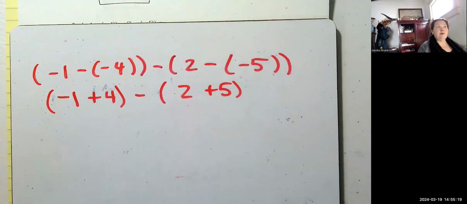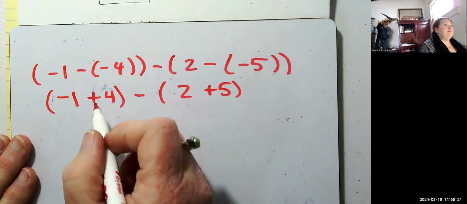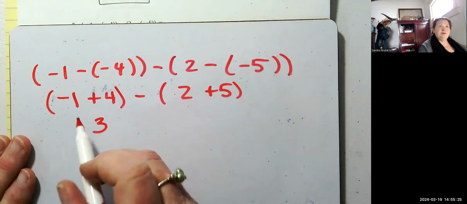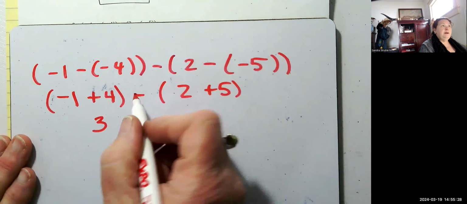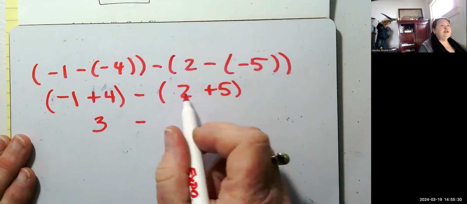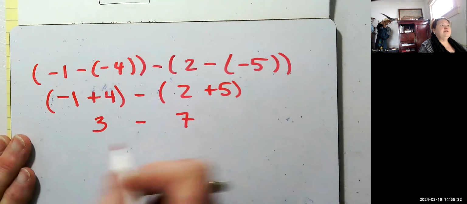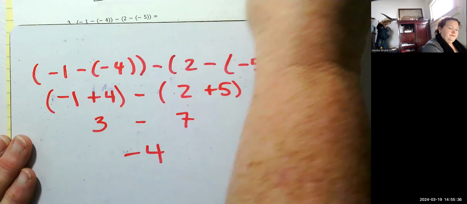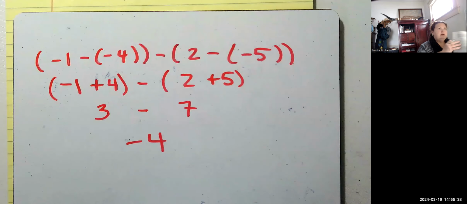Okay, now we work our parentheses. Negative 1 plus 4 is just 3. You subtract them and take the sign of the larger number. Minus 2 plus 5 is 7. 3 minus 7 is negative 4. Most of you did really well on the first page.